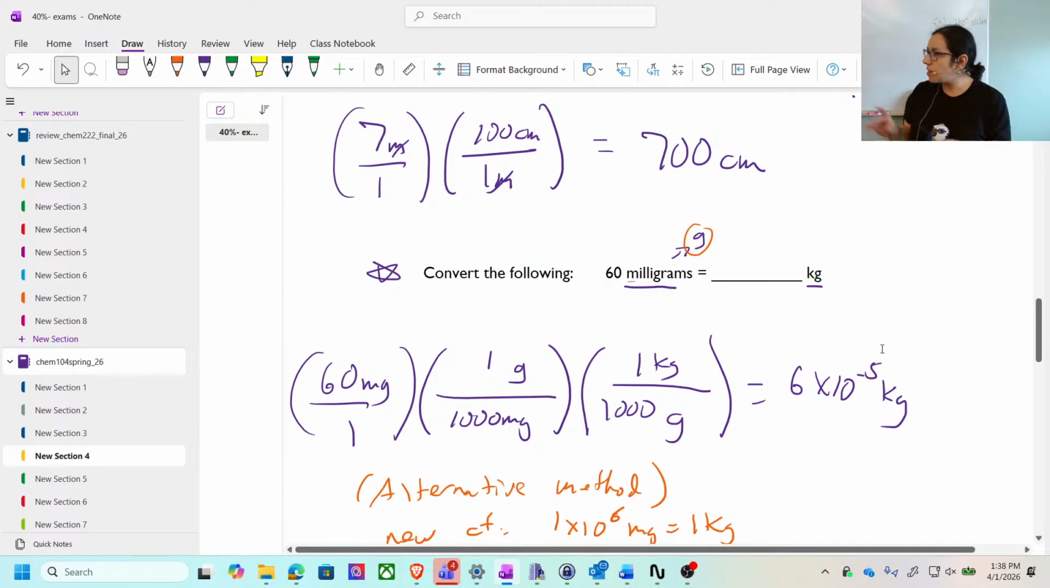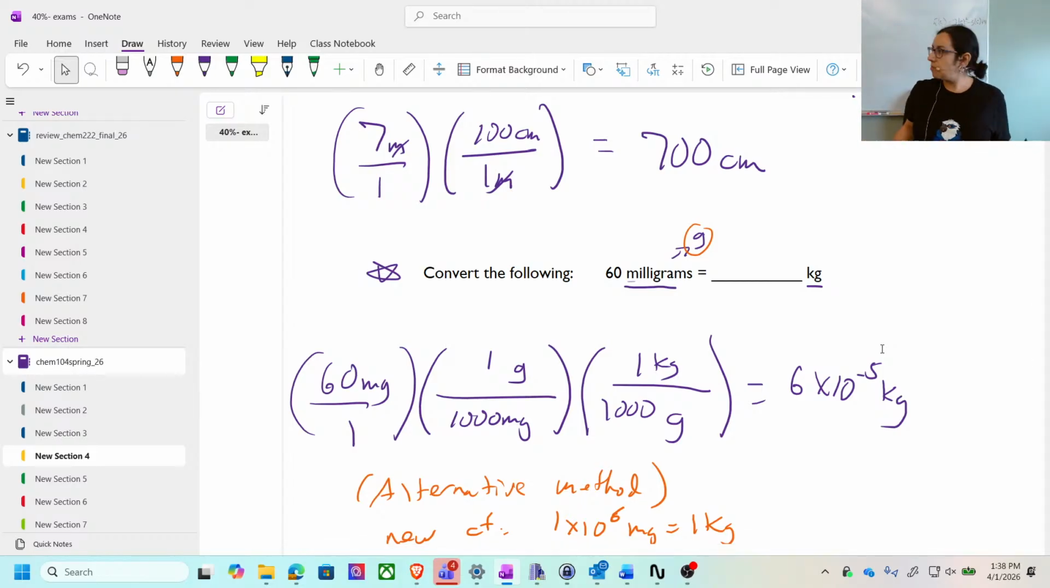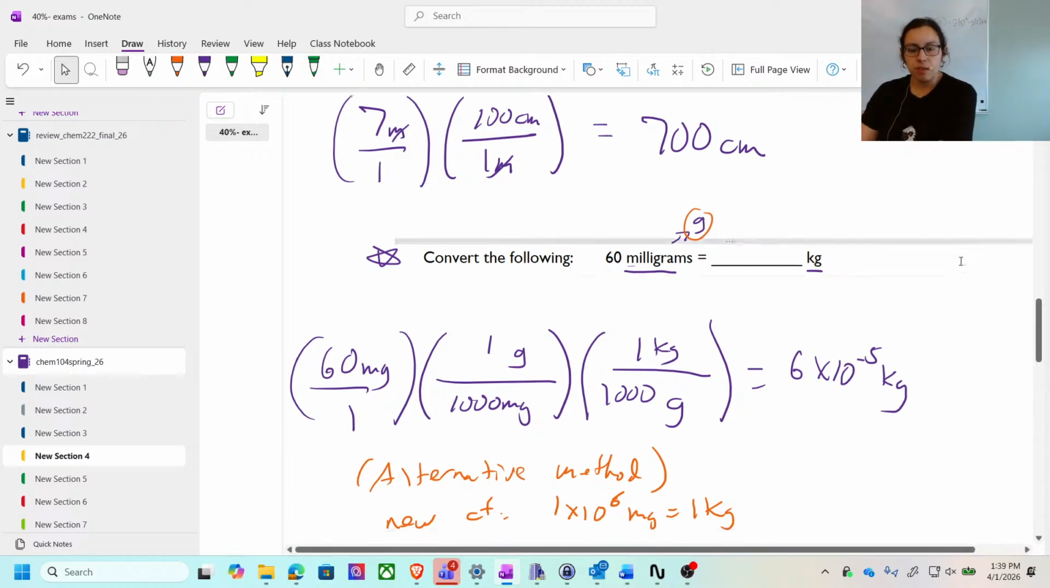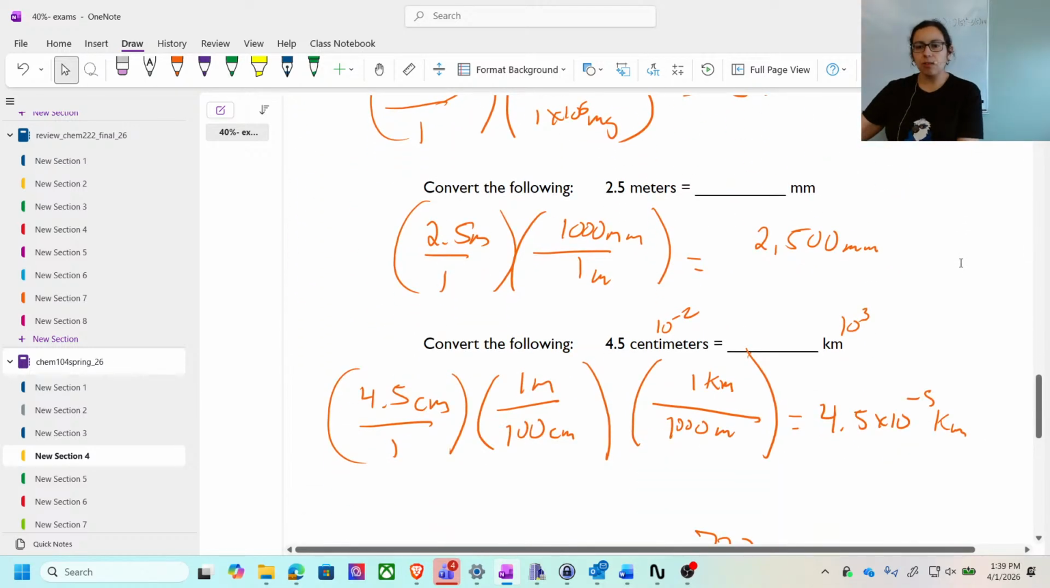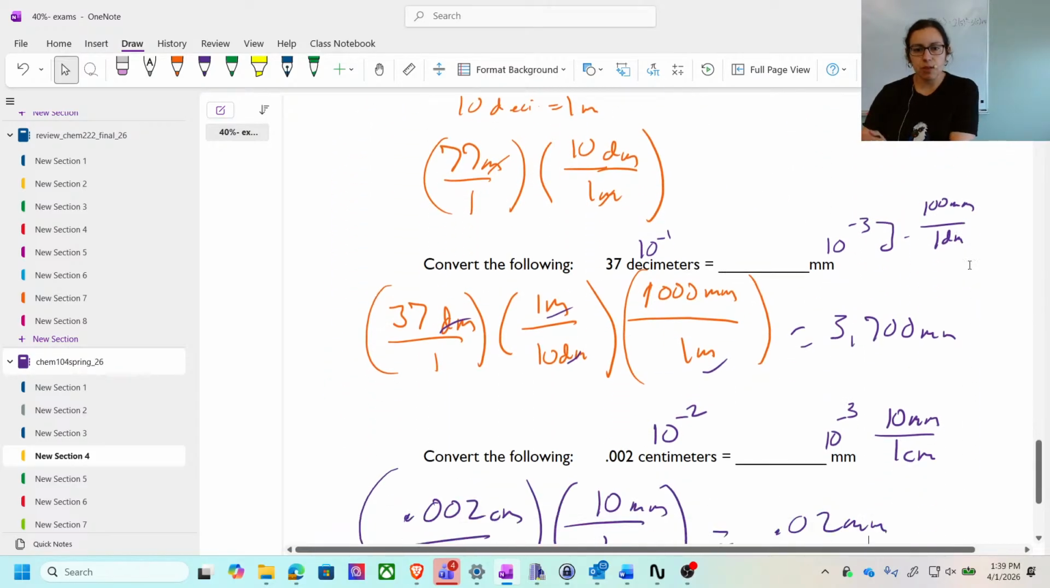Like, does it make sense? Am I going in the right direction? Does the order of magnitude look okay? That sort of thing. And just doing those little mental checks will really help you.